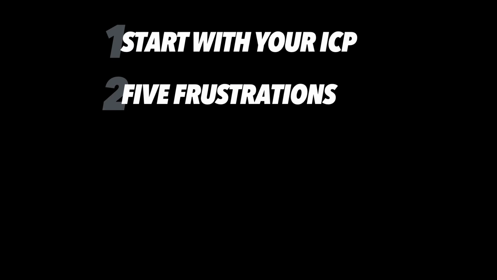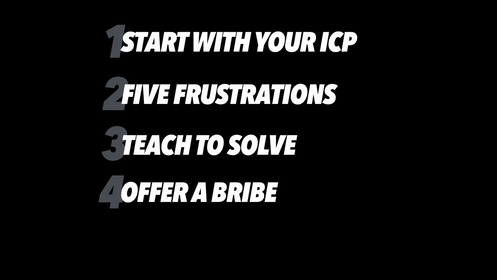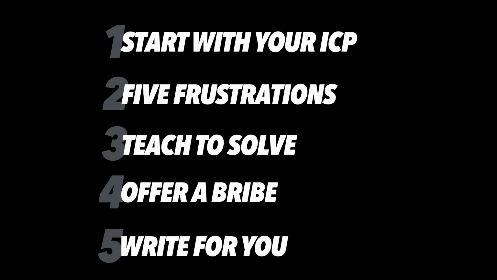So quick recap. Number 1, start with your ICP, your ideal customer profile. Number 2, figure out their 5 frustrations that your product can help them with. 3, teach to solve. Make sure you ask them their challenges around those specific frustrations and educate them to build great marketing content. 4, offer a bribe. We need to create something that is short, actionable, goal-oriented, and easy that's going to get them to give us their email address. And number 5, we want to write for you, essentially for us. Either we write it because we're excited to learn, or it's something you would want to read.